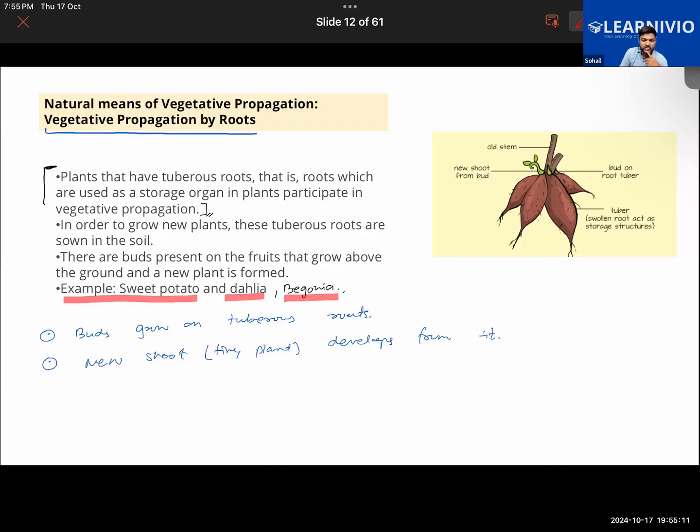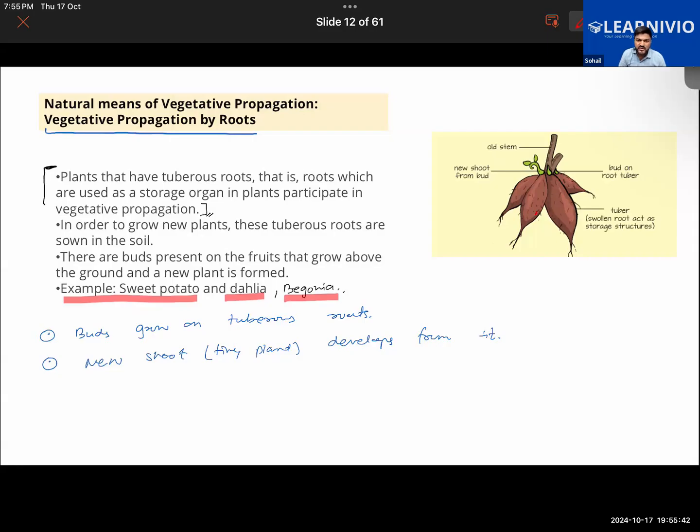So are these normal roots, or are they modified roots? Yes, Fatima. Sir, which ones? Sweet potato and dahlia? All of these are roots. Sweet potato, dahlia, begonia. So are they normal roots or modified roots? Sir, normal roots? No. How are they modified? They are modified.